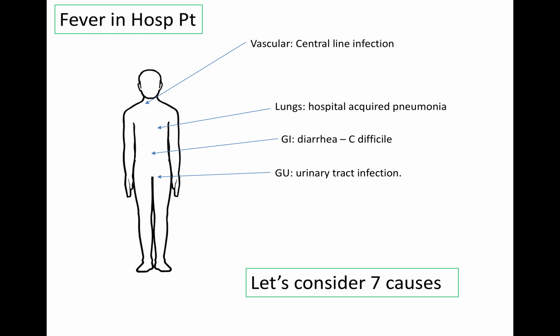Vascular, central lines. It could be an internal jugular line. It can be a PICC line, a peripherally placed line that goes into the superior vena cava. It can be a port. It can be a femoral line. Any of these things can cause a line infection.